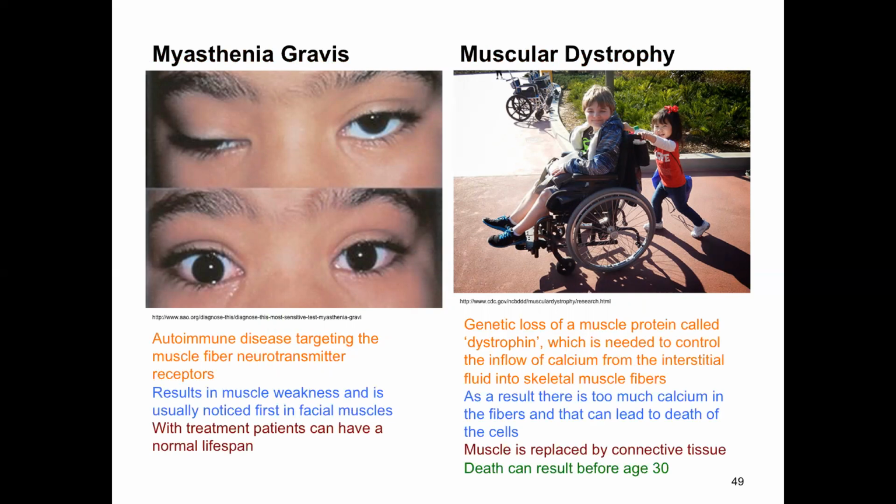Muscular dystrophy is a genetic situation. There's a loss of a protein called dystrophin. What ends up happening is that with time, there's a lot of scar tissue that gets built up because the muscles get damaged, as the muscle loses its ability to control the amount of calcium within it. Eventually the muscles are replaced by connective tissue and there's a weakening of the muscles with time, which results, unfortunately, in an early death of these patients.